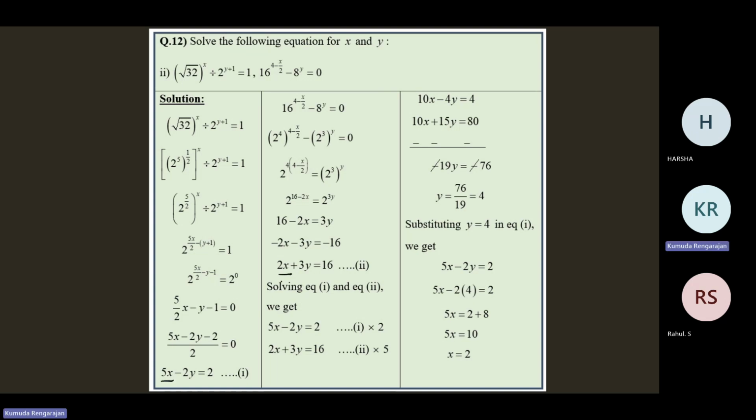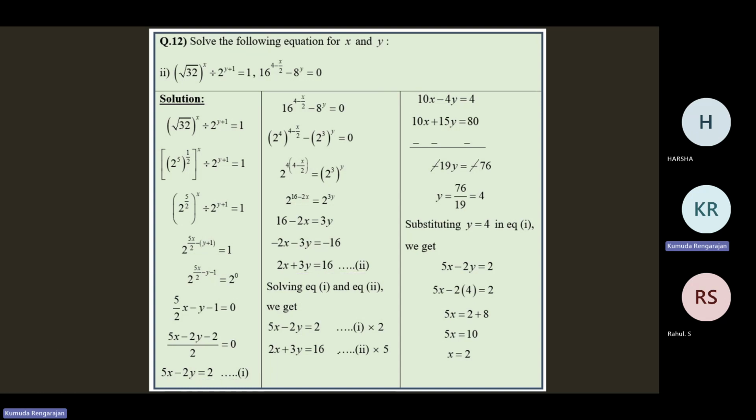5x, 2x. This is the first equation. This is the second equation. So you have decided to eliminate x. So you look at the x terms, 5x, 2x. The LCM of 5 and 2 is 10. So you want 5x to become 10x. You want 2x to become 10x.